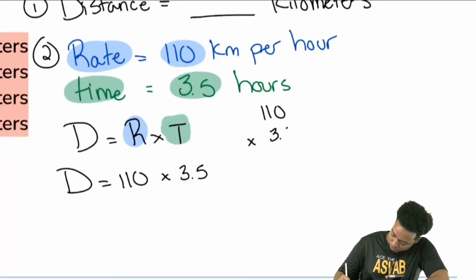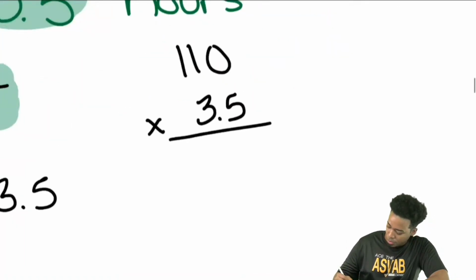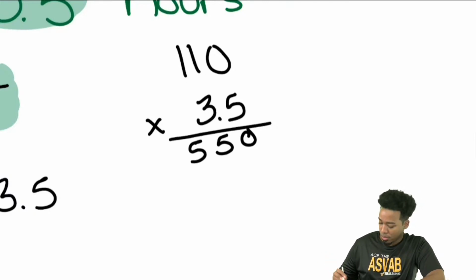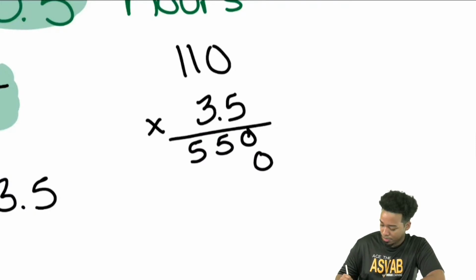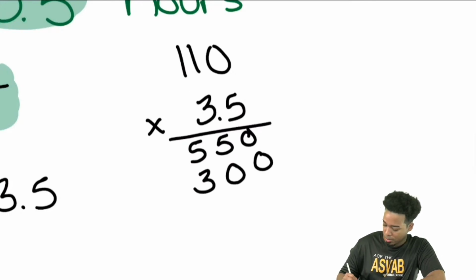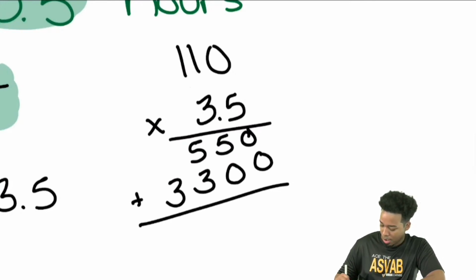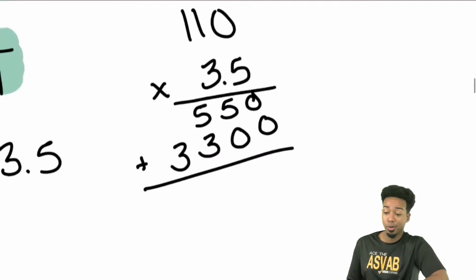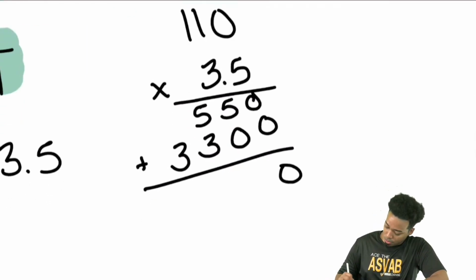110 times 3.5. 0 times 5, that's going to be 0. So right here, that's going to be 0. 1 times 5 is 5. 1 times 5 is 5. Very difficult. Then we put a 0 for the next round. 0 times 3. 1 times 3. Excuse me there. 3. And then 1 times 3. It's going to be 3 right there. Bam. We go ahead and add that up, and we're going to be all set. 0, 5, 8, and 3.